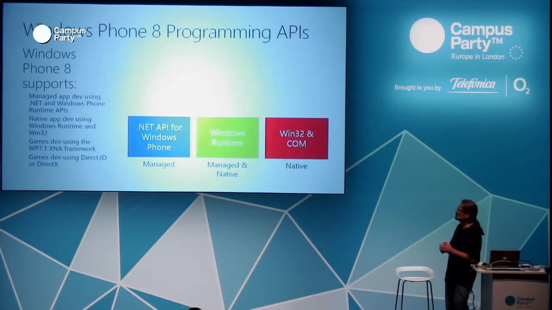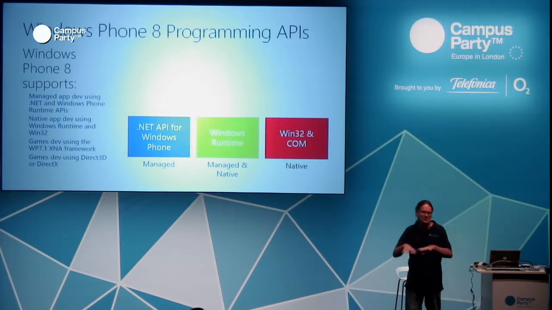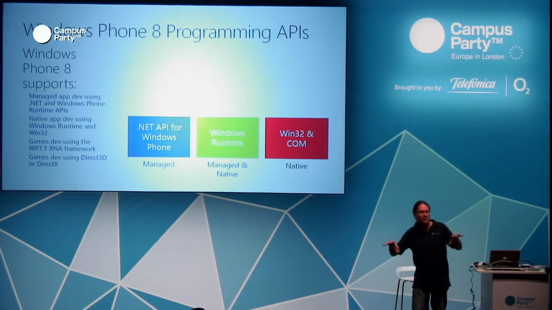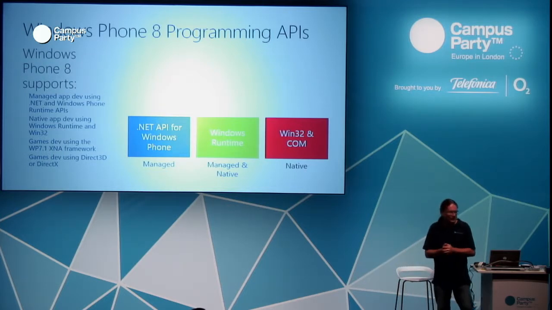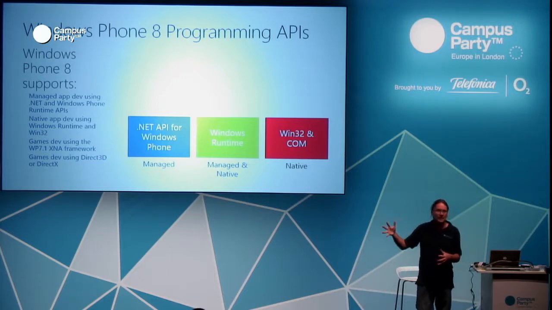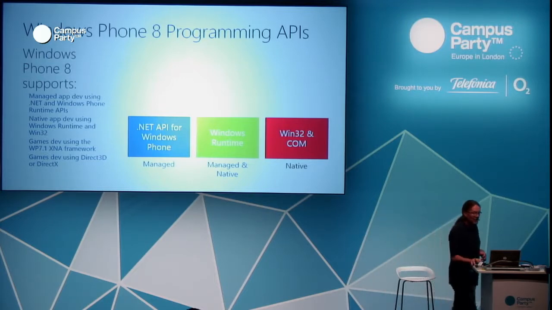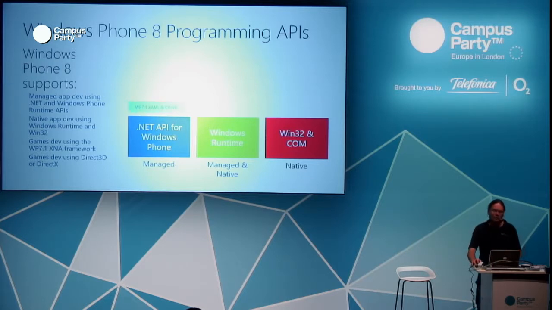Right, let's have a closer look at Windows Phone 8. So that was kind of looking at the platform story. Let's drill down a little bit about Windows Phone 8. We've actually got three sets of APIs that you can develop against on Windows Phone 8. First of all, we've got a pure .NET story, which is compatible with our previous generation of Windows Phone, which is using XAML, an XML language, for the UI, and then C# or VB as the programming language.